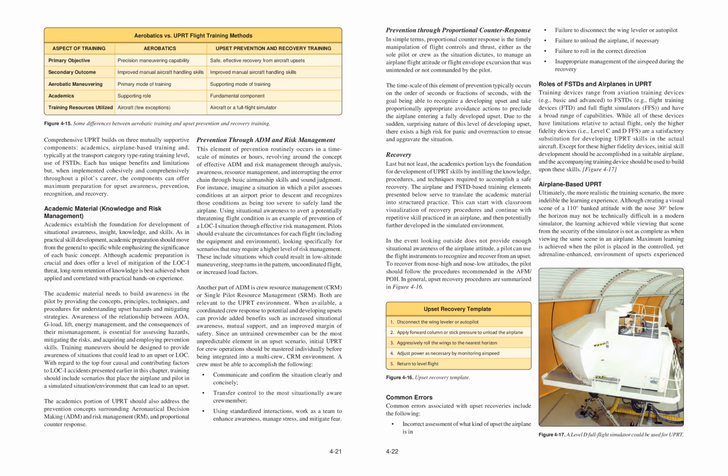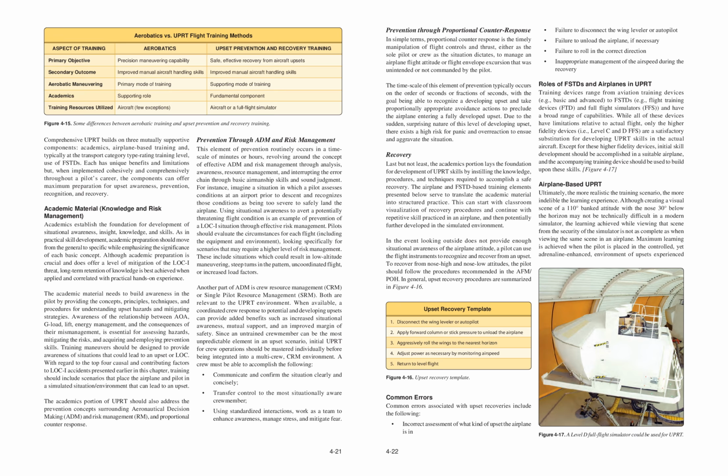While all of these devices have limitations relative to actual flight, only the higher fidelity devices, i.e., Level C and D FFS, are a satisfactory substitution for developing UPRT skills in the actual aircraft. Except for these higher fidelity devices, initial skill development should be accomplished in a suitable airplane, and the accompanying training device should be used to build upon these skills. Figure 4.17. Airplane-based UPRT. Ultimately, the more realistic the training scenario, the more indelible the learning experience.